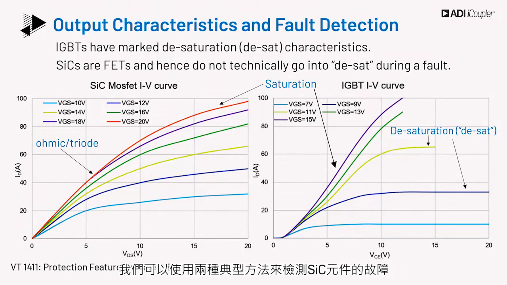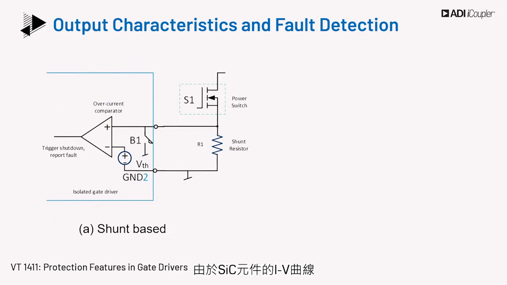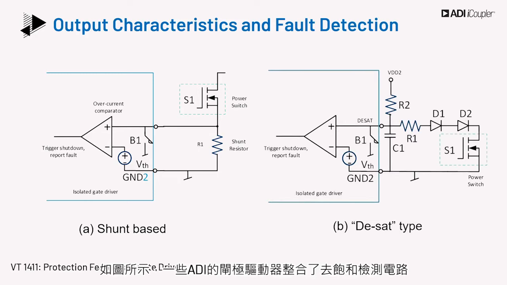There are two typical methods to detect a fault on a SiC device. The current shunt-based method, shown here, can be used for SiC devices due to their IV curve, but it adds extra losses to the system. Most customers prefer a DSAT-type short-circuit protection, commonly called SCP, as the mechanism for silicon carbide. The DSAT detection circuit is integrated in some of the ADI gate drivers as shown.